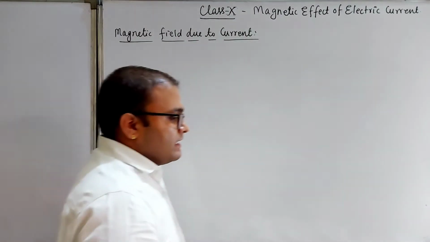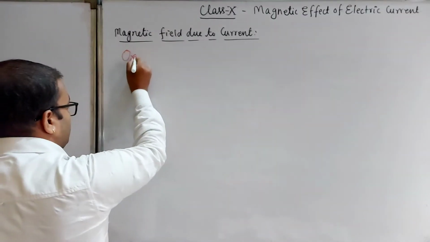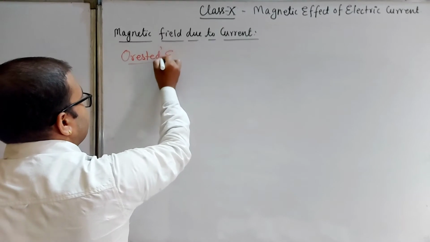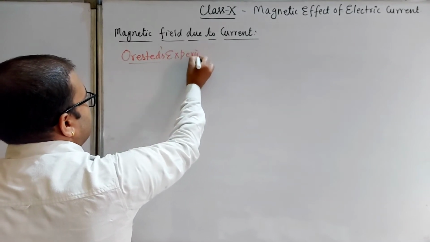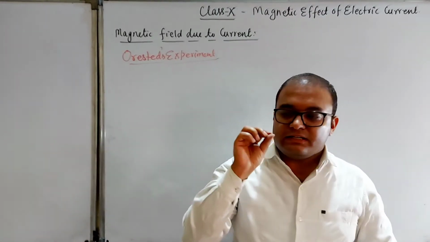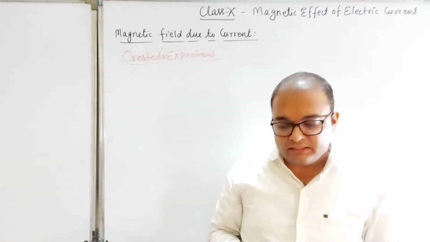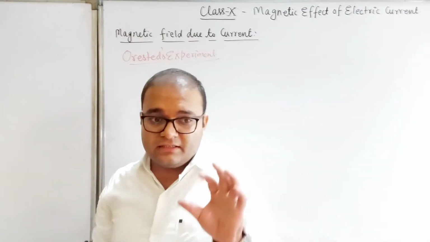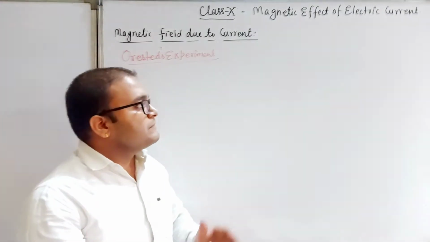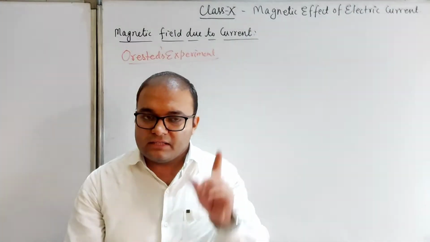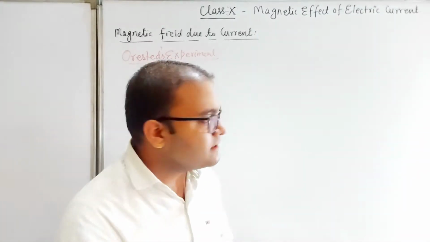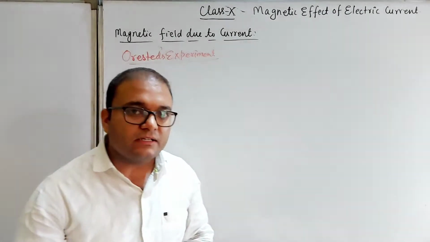Now see here, Henry Oersted observed, in Oersted's experiment, that when a current is flowing in any conductor, and we place the magnetic needle, or compass needle, near the current carrying conductor, then the compass needle gets deflected. It means that the current carrying conductor produces a magnetic field.